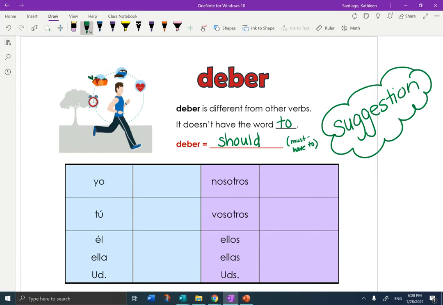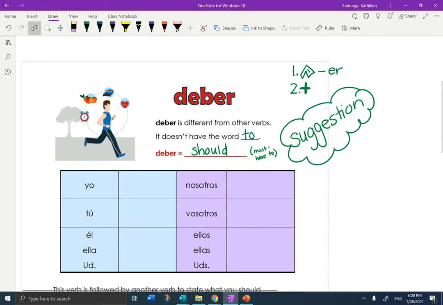Deber. It is a regular ER verb, so it has 2 steps. Step 1, chop. What are we chopping off? The ending, the ER. Step 2, add. What are we adding back in? We're adding back in the ER endings. I'll make a small endings chart to the side so that you have it. O, es, e, emos, en.